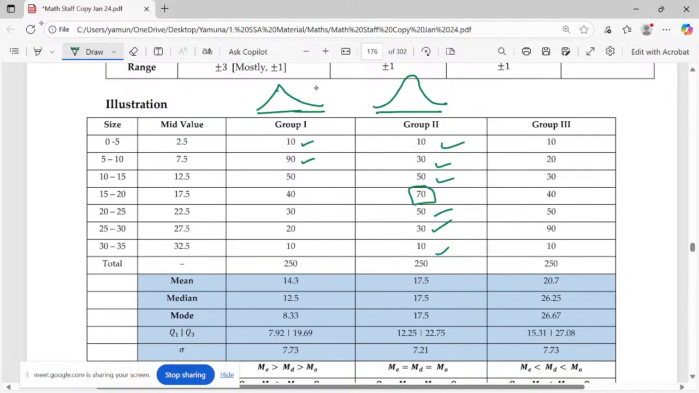What curve is this? Sorry, this is positive. Positively skewed. If you go for this side, 10, 20, 30, 40, it goes to 90, then suddenly drops to 10. So slowly it steeps up, then suddenly falls. We'll call this negative side skewness. As per the frequency curve, you can locate it.